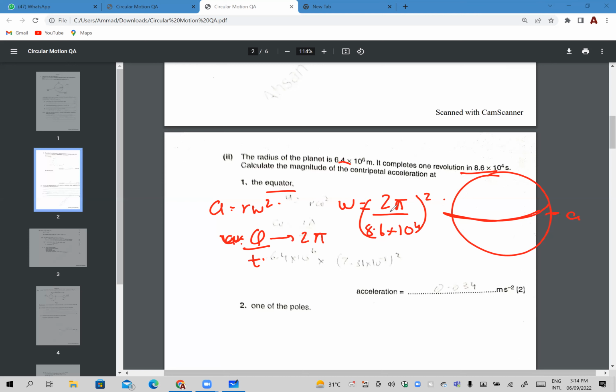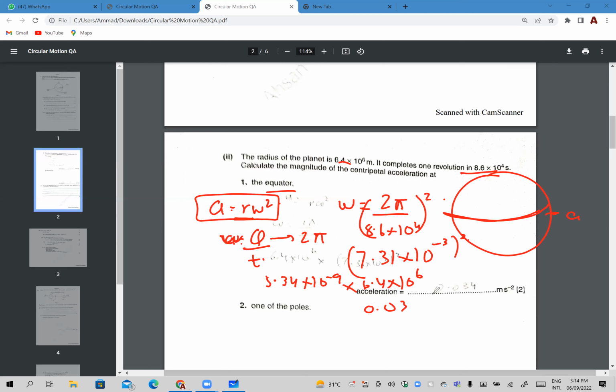Let me type it. I think it comes to 7.31 times 10 to the power of minus 3, whole squared. I think it's 5.34 times 10 to the power of minus 9, multiplied by the radius. Now we're using this formula here, right? And the radius is 6.4 times 10 raised to the power of 6 meters. You multiply these two quantities, your answer should be 0.03416. Yes, 0.034, we just rounded it. Do you get how this was the basic formula, but because we didn't know omega, we had to expand omega to theta by t, and then we got the answer for the acceleration.